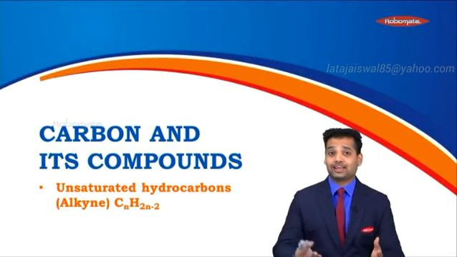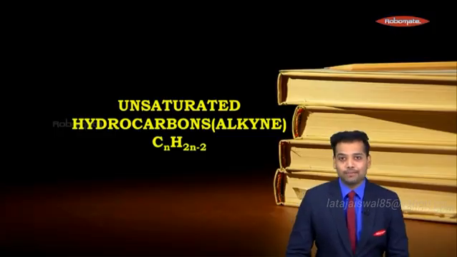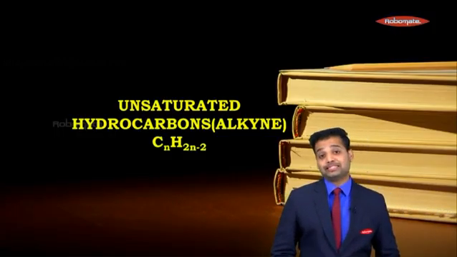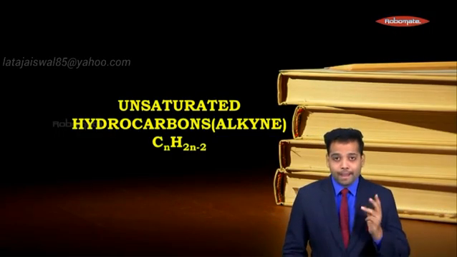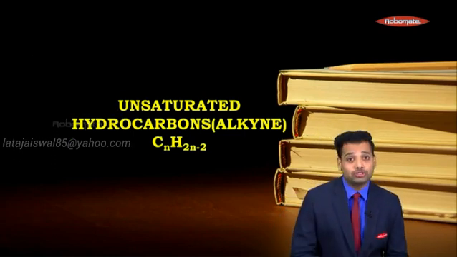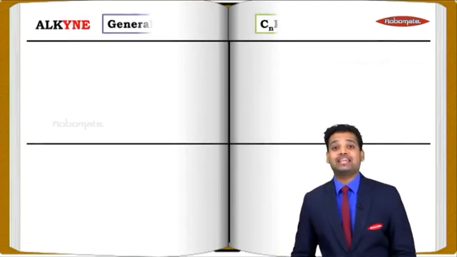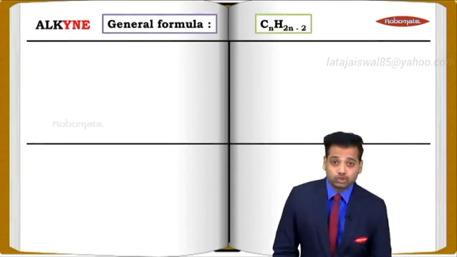Alkenes are done. What's left is only alkynes, and alkynes are the second type of unsaturated hydrocarbons. But these alkynes have a triple bond, meaning 4 hydrogens less than alkanes and 2 hydrogens less than alkenes. So they have a general formula which is CnH2n minus 2.